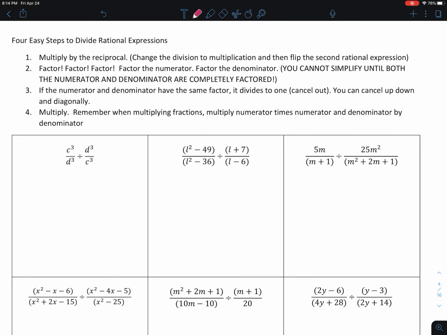Okay, welcome back. In this video, we're going to do dividing rational expressions, which is very similar to multiplication. So what do you think the most important thing is here? That's right, factor, factor, factor.